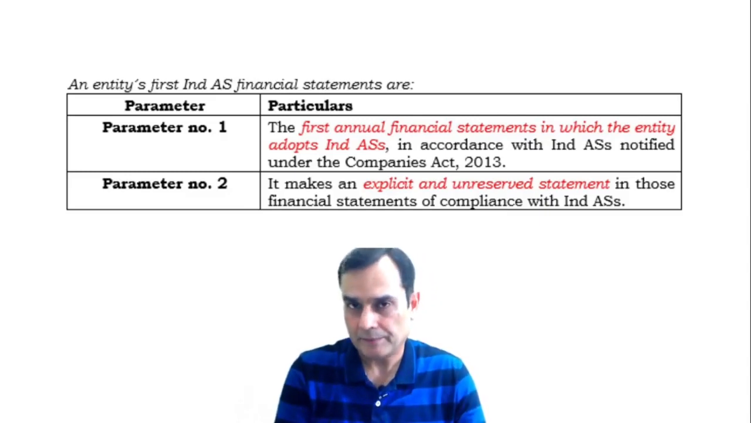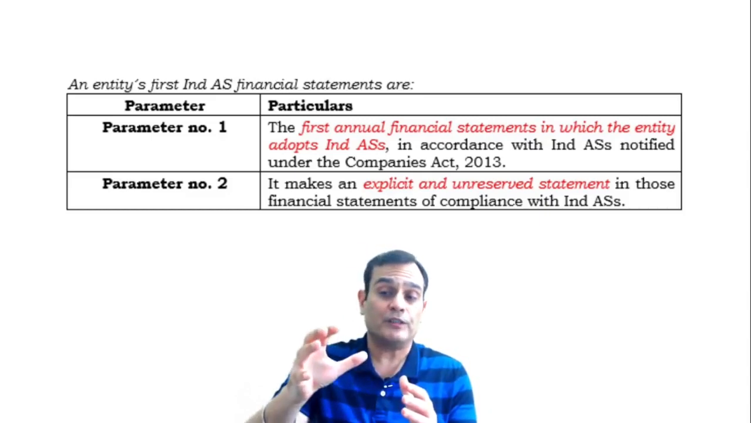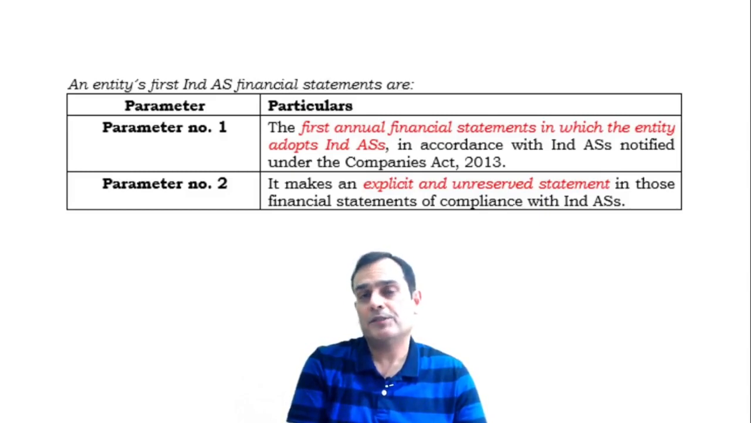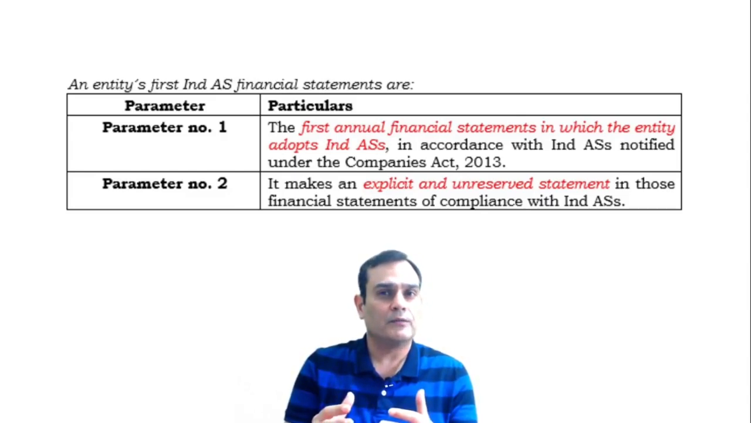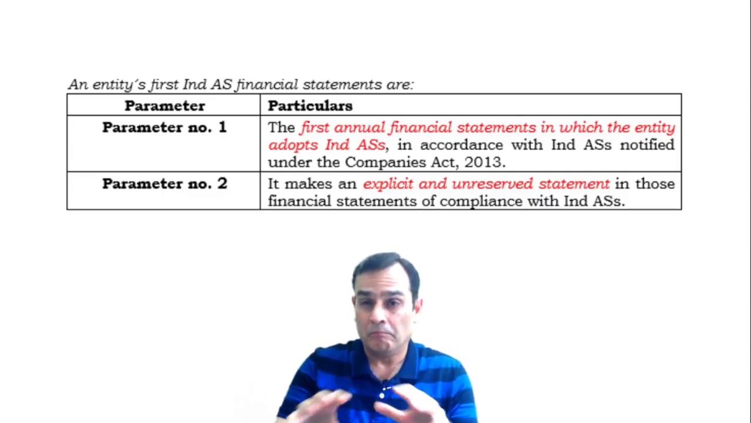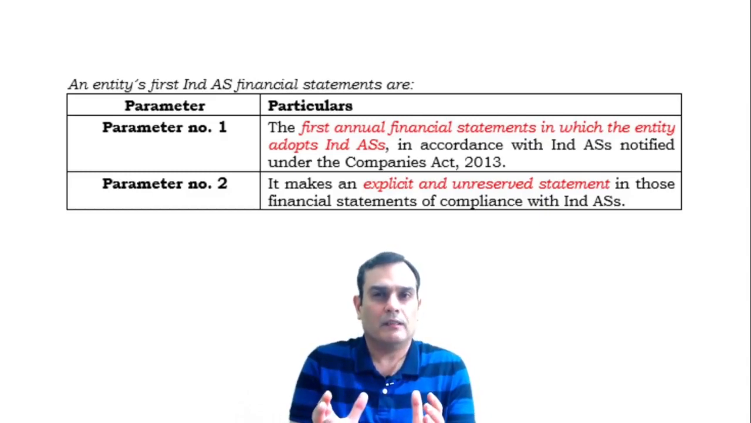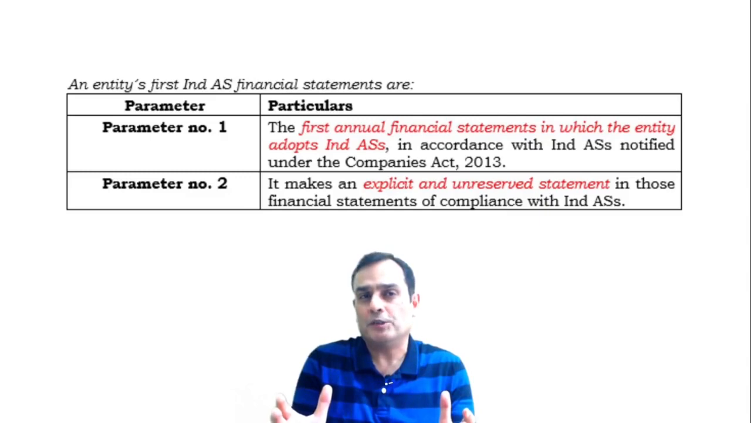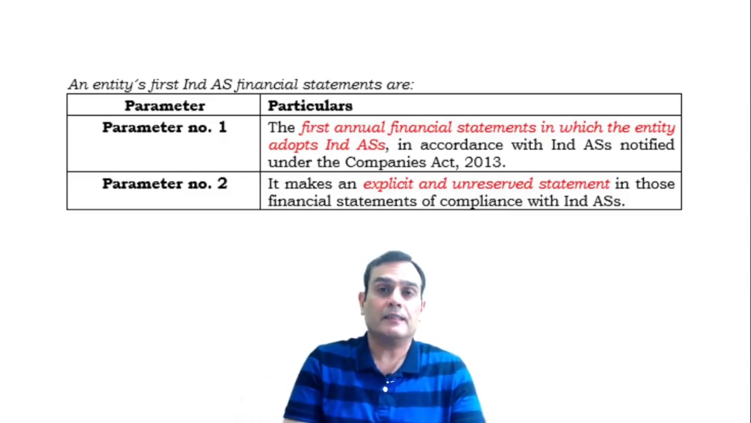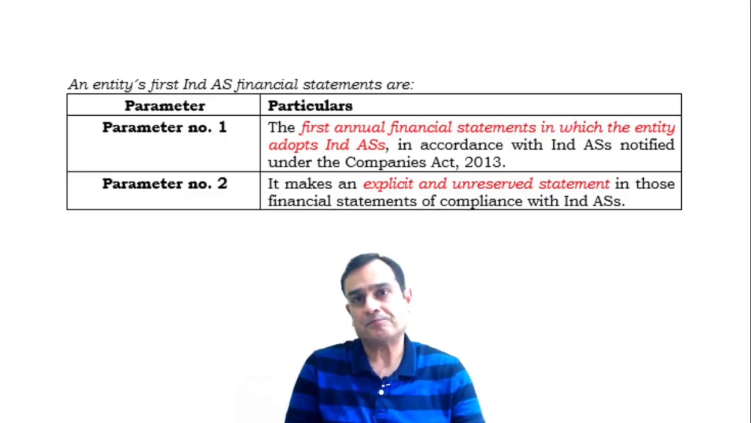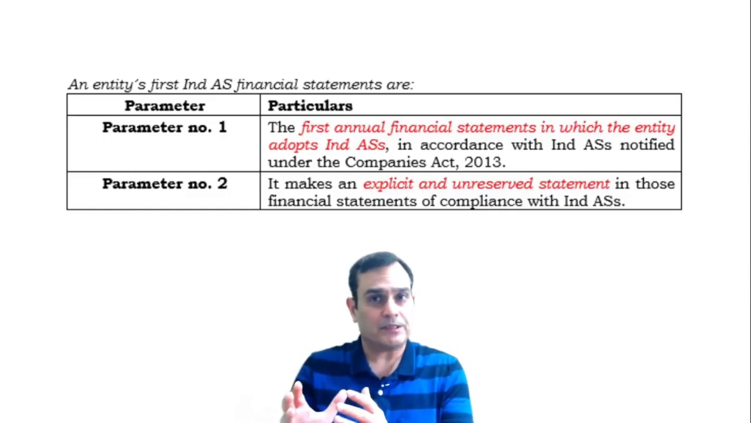A couple of questions come to mind. Let's say a company makes the financial statements for the year 16-17 as per Ind AS, but doesn't make an explicit and unreserved statement of compliance with Ind AS. Would you call that the first Ind AS financial statements? No. Another question: let's say a company makes financial statements as per Ind AS for 16-17, makes an explicit, unreserved compliance statement that it is in accordance with Ind AS, and the auditor expresses a disagreement and puts a qualification on certain issues. Would that still be considered the first Ind AS financial statements? Yes.